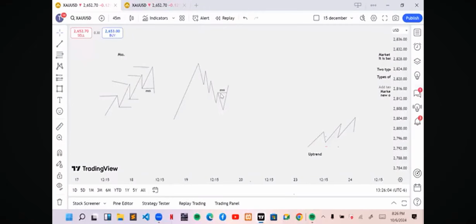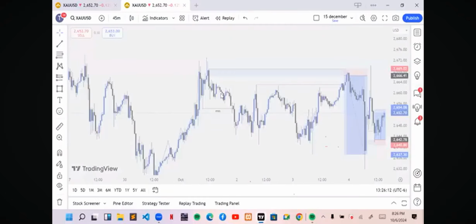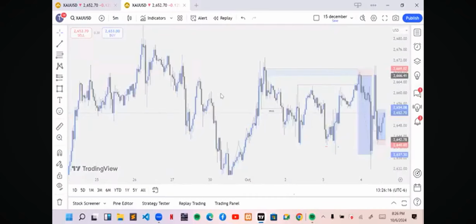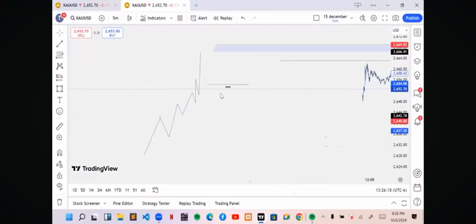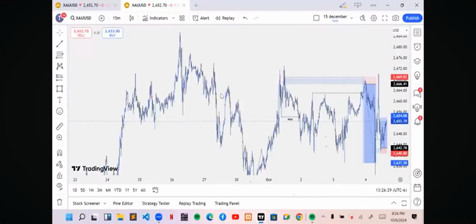Structure on 45 minutes is the same structure on 30 minutes. Let's say there was a market structure shift on 30 minutes. If I go to 45 minutes, it's still a market structure shift. If I go to 5 minutes, it's still a market structure shift. Structure is structure. 10 minutes, the same thing. 15 minutes, the same thing. You just have to identify structure, regardless of time frames.